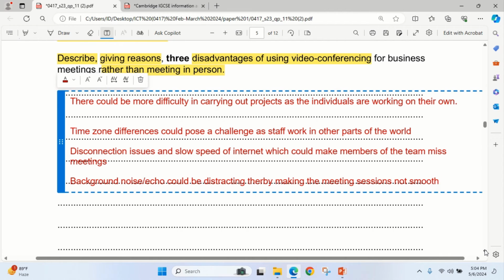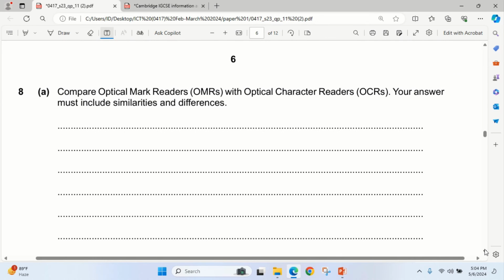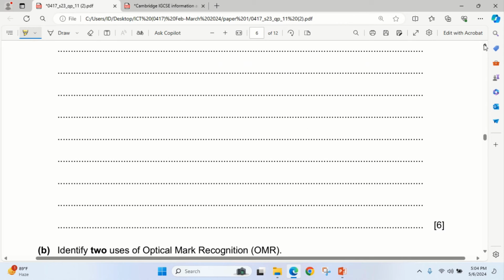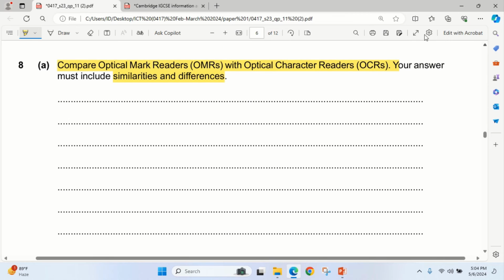So the next question, let's see that is question 8. Compare optical mark readers with optical character readers. Compare is the command word here. Your answer must include similarities and differences. So the next thing I would advise you to do is to look at the marks allotted to it, which is 6 marks. Okay, so with this kind of question you need to be smart answering it. So you can start with the similarities.